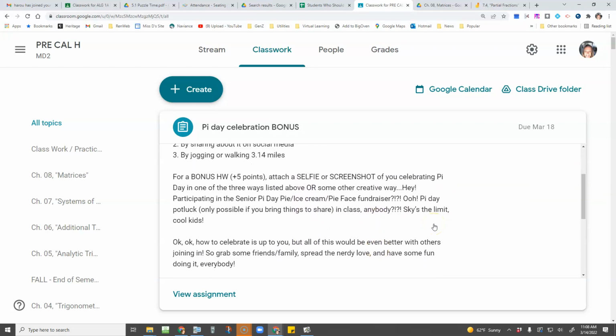For bonus homework, plus 5 points, attach a selfie or screenshot of you celebrating Pi Day in one of the 3 ways listed above, or some other creative way. Participating in the Senior Pi Day, Pie Ice Cream, Pie Face fundraiser. P.S. Slices of pie available today at lunch will be blueberry, homemade cherry, homemade sweet potato, kind of like pumpkin pie. What else? Apple pie, that's the Costco kind, the really good kind. And it's going to be $2 per pie slice, $2 per ice cream scoop, or $3 for an a la mode.